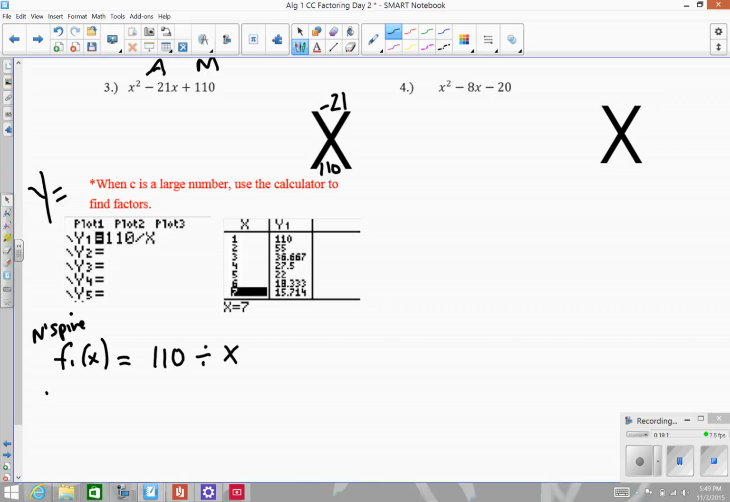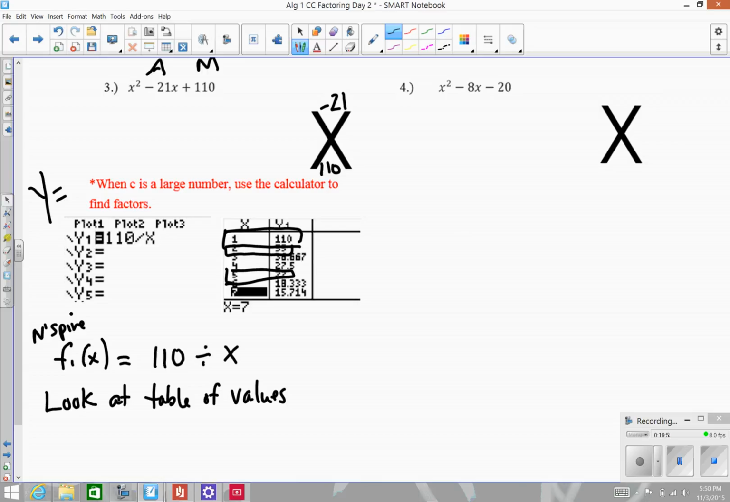You want to look at the table of values, and you want to look for your x-y integer pairs. Those are numbers that are going to multiply to give you the number that you put in. So we wanted to find numbers that multiply to 110. On the table of values, I can see 1 times 110, 2 times 55. I'm not interested in numbers that are not integers. So the next set of integers are 5 and 22. So far, none of those are going to add up to -21.